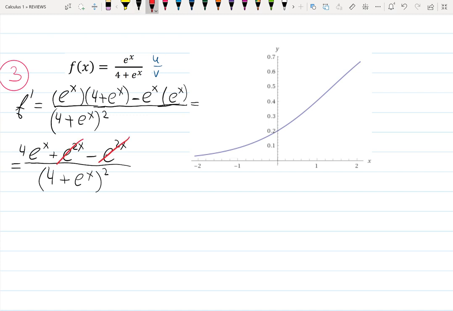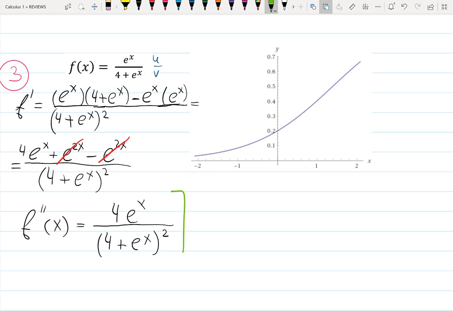Nice. These guys actually go away. So I end up having, I will even write it down separately over here, the second derivative is 4e to the x at the top, and then 4 plus e to the x squared at the bottom. And I'll put it in my famous boxes I always used to teach with, and I will use it later for my test points. Very nice.